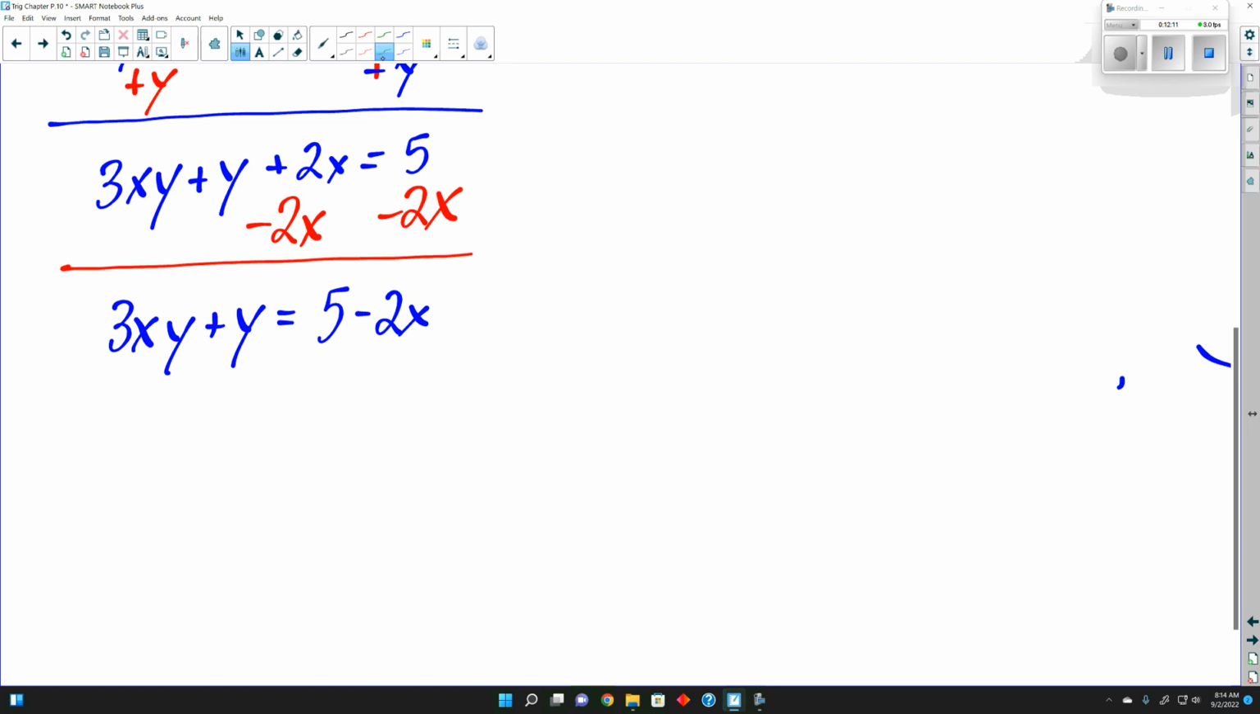Questions on this so far? Is there a y term in common on the left-hand side? Well, yes. And what I can do is we can factor that y out, leaving us with y times 3x plus 1 is equal to 5 minus 2x. And that's why we got the y's on the same side, so I can try to factor it out or simplify it down so I only have a single y term.